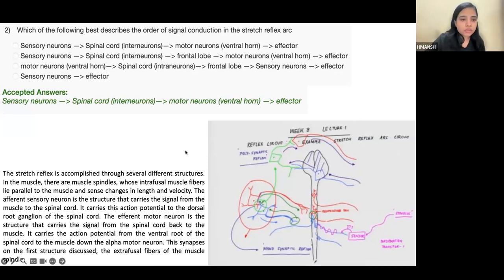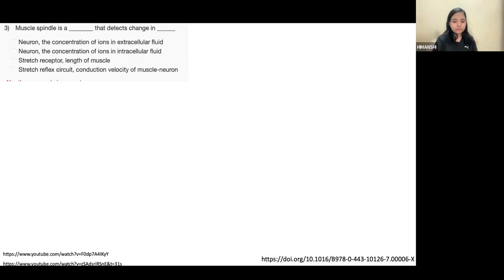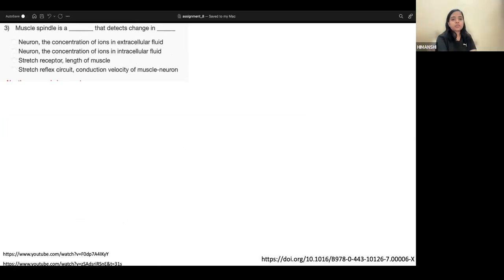Okay. So moving on to the next question. So what is our next question for today? The question states that muscle spindle is a blank that detects change in dash, right? So we need to fill in the blanks.